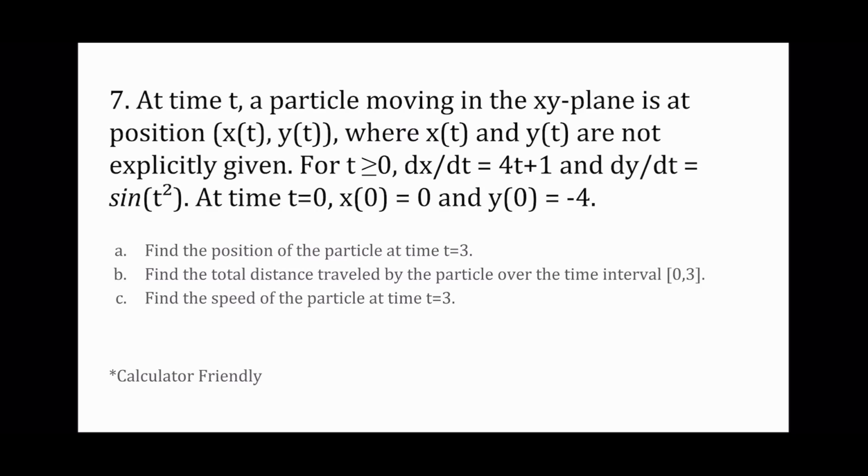So the 3 things we have to do for this problem are to find the position of the particle at time t equals 3, find the total distance traveled by the particle over the time interval 0, 3, and find the speed of the particle at time t equals 3, and each of these problems is calculator friendly.